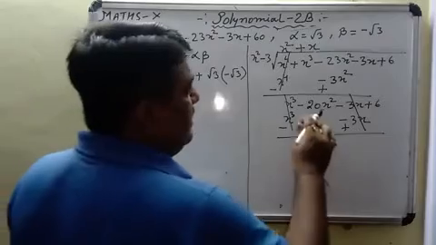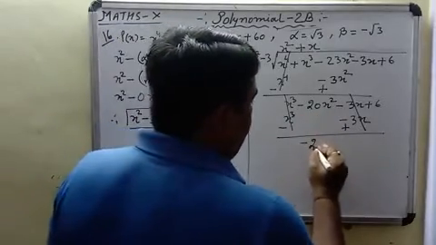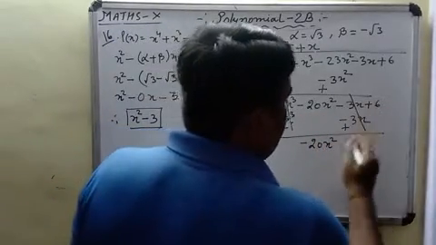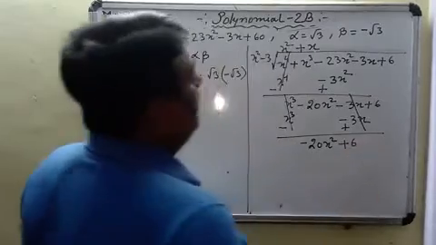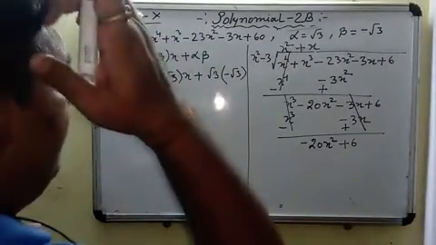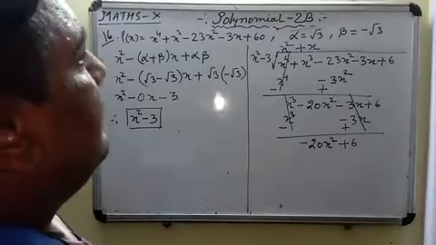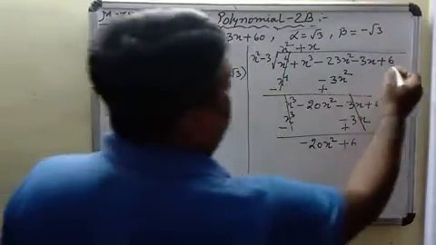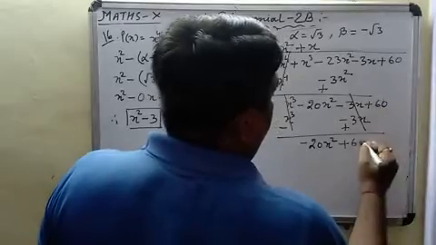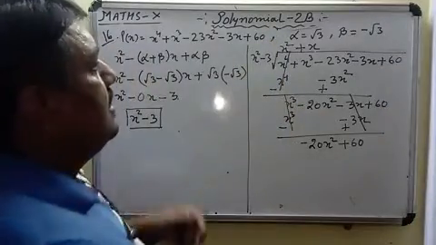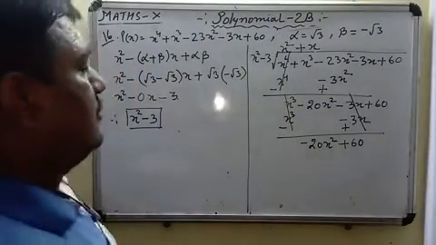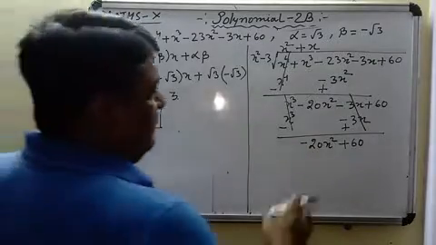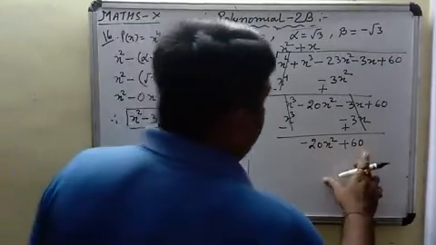What is left with us? Minus 20x square and plus 60. I'm sorry, here 60 is there. The question is saying this is 60. By mistake I was writing just 6 over there. So we are left with minus 20x square plus 60.